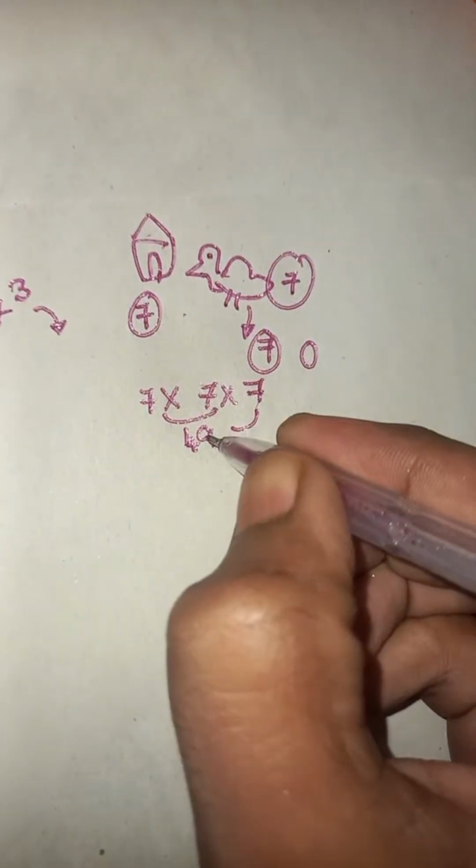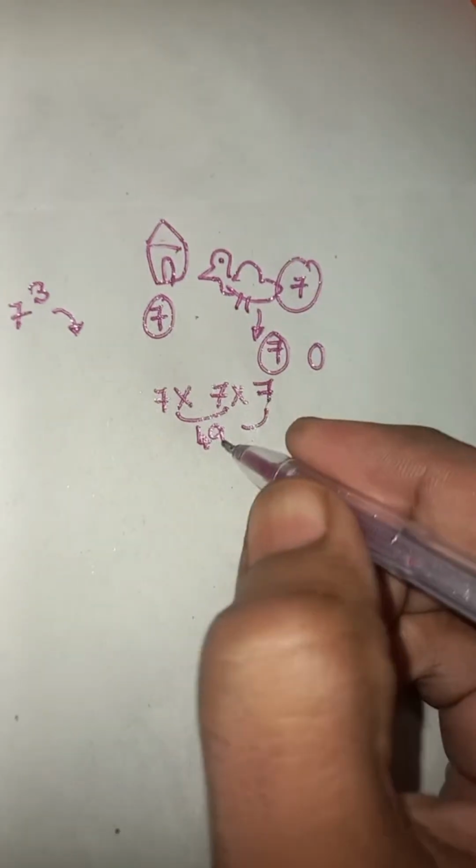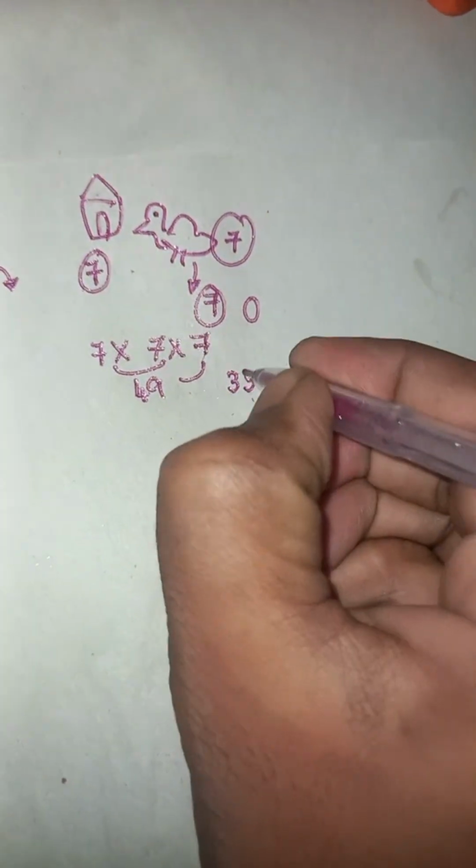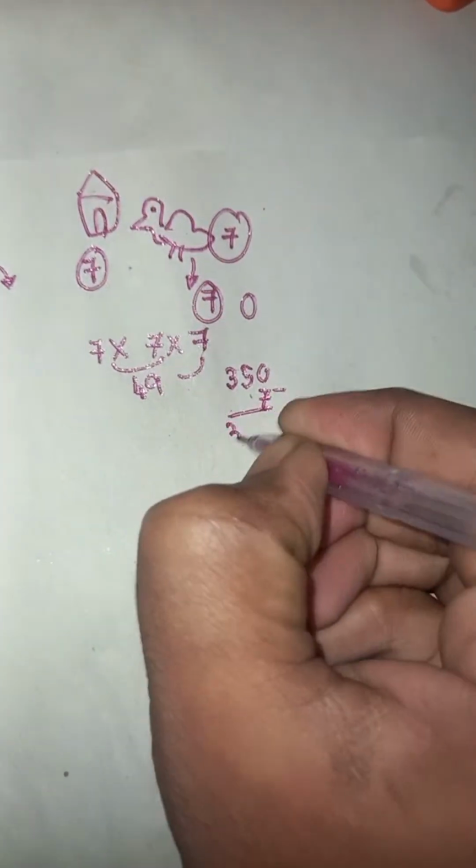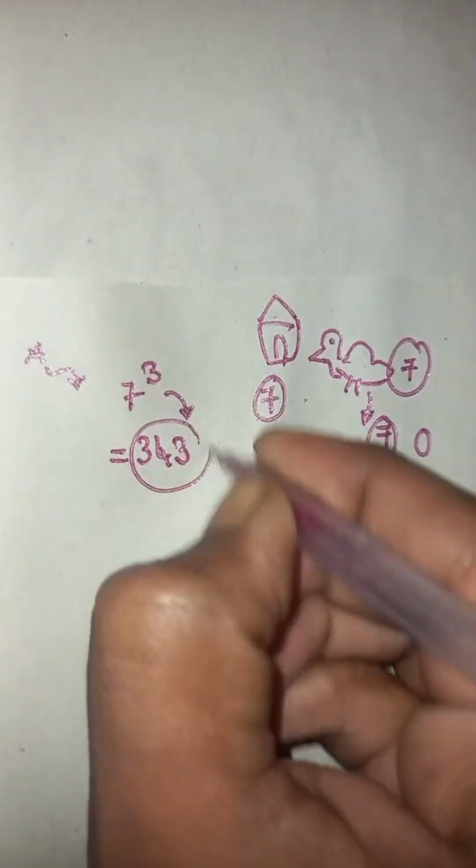49 times 7 you can do easily. 7 times 50 is 350, minus 7, which is 343. That is the value of 7 cube.